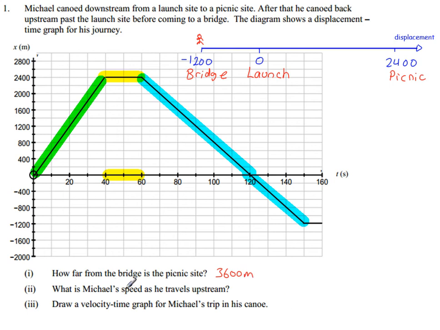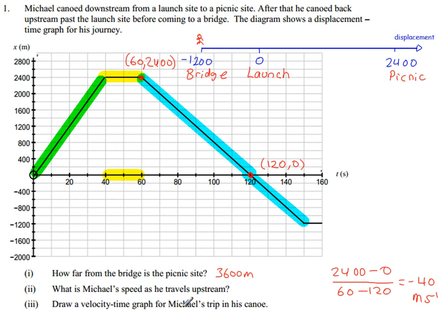His speed as he travels upstream, so the gradient of this part of the graph, so we just need 2 points to work out the gradient. So if we take the coordinates for this point, okay, so 60, 2,400, and let's say this point here, and we've got coordinates 120, 0, and then it's just changing y over changing x, so 2,400 minus 0 over 60 minus 120. So minus 40 meters per second.